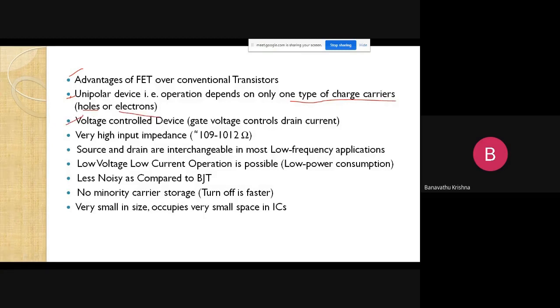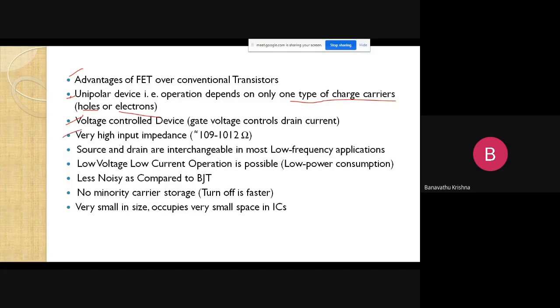Next, the voltage controlled device. The gate voltage controls the drain current. How the gate voltage controls the drain current, I will show you in the next slides. Based on this gate voltage, the channel is established, and also based on that gate voltage the channel will be removed. How the channel is established, how the channel will be removed, and how the drain current depends upon this gate voltage, we will discuss later.